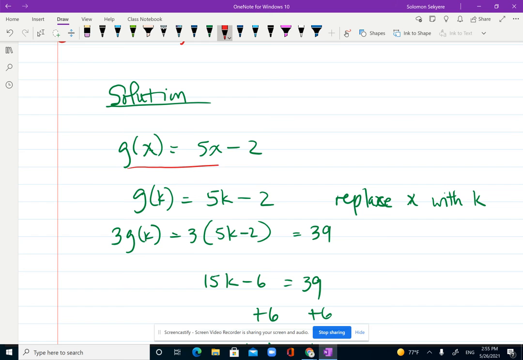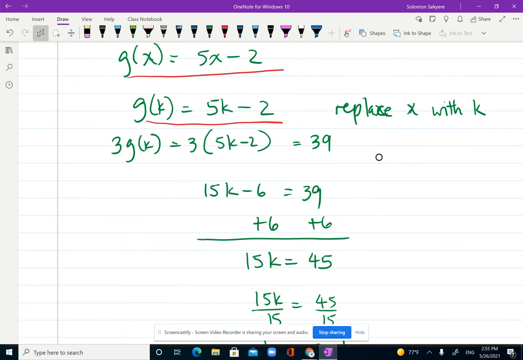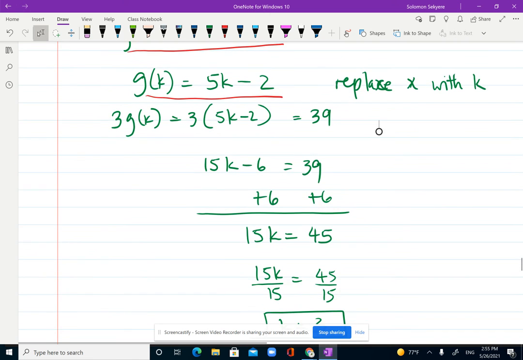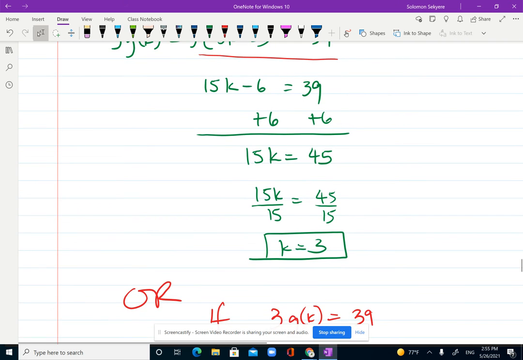This is the definition of g of x. And g of k will be what? Wherever there is x, we put k, 5k minus 2. 3g of k means 3 times this here. And we've been told that this is equal to 39. Okay, so we solve this equation here. And then we get k equals 3.